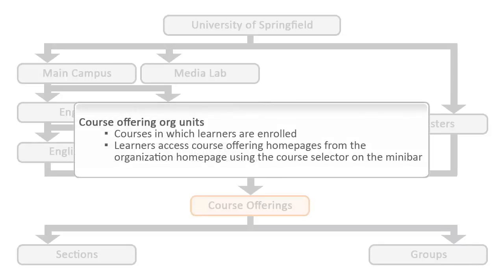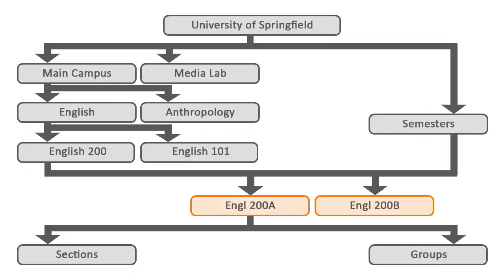Course offerings are the courses in which learners are enrolled and where they access their learning materials. In general, a course offering is populated by instructors. Learners access course offerings from the organization homepage using the course selector on the minibar. In this example, University of Springfield offers two versions of English 200, A and B.